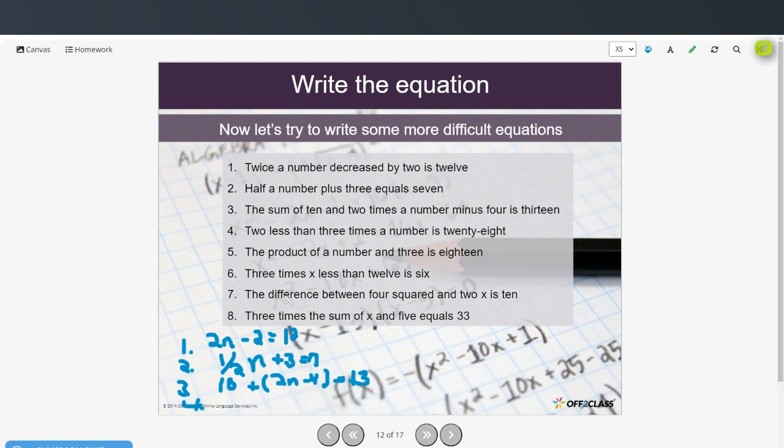Number 4, 2 less than 3 times a number is 28. So 3n minus 2 equals 28. The product of a number and 3 is 18. So 3n equals 18.